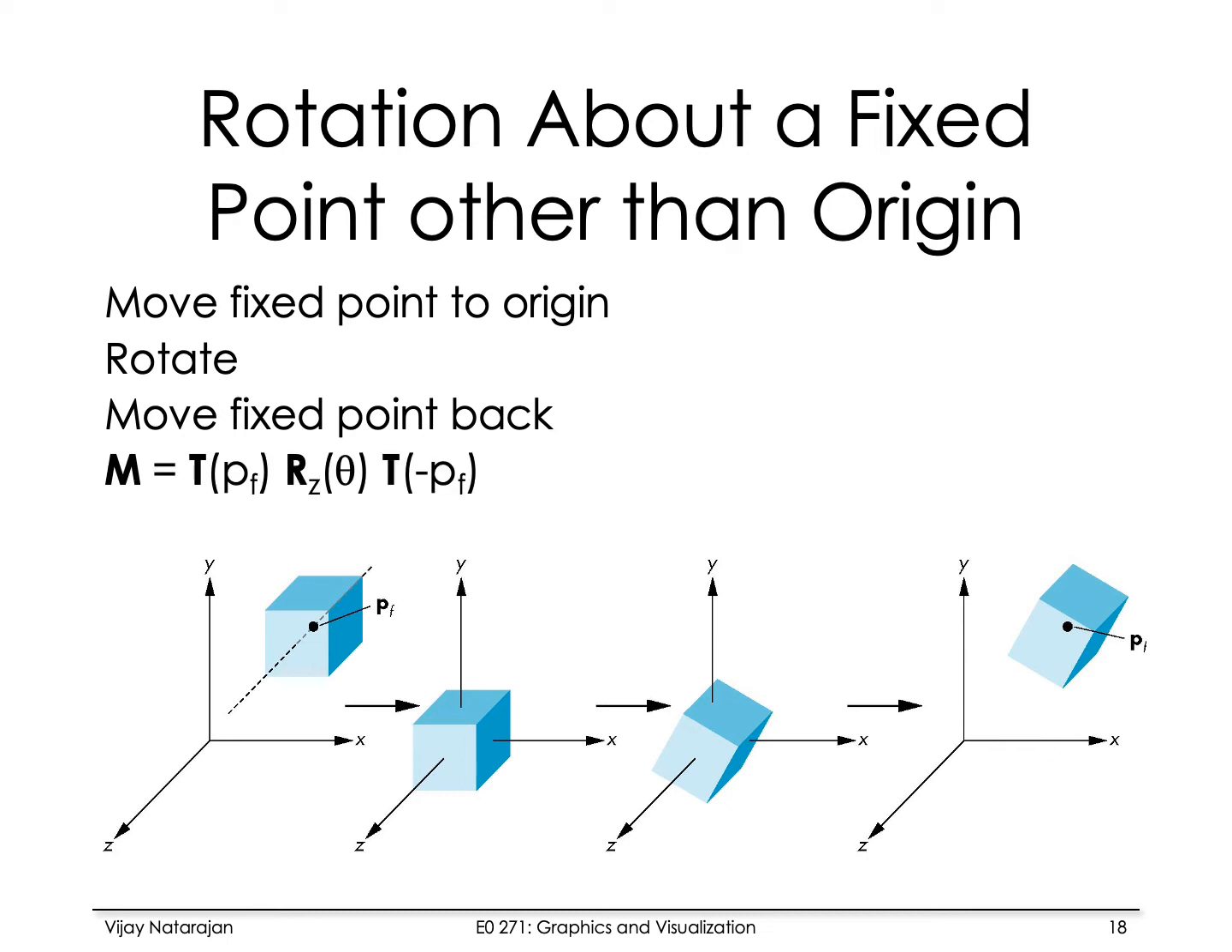So now if I write down the matrices, remember I have to read right to left. So I first translate so that I move the point P_F to origin. So that's why negative P_F. Then I apply the rotation. So let's say the rotation here is about the Z axis. So I do the rotation, followed by a translation that brings the fixed point P sub F back to its original location.